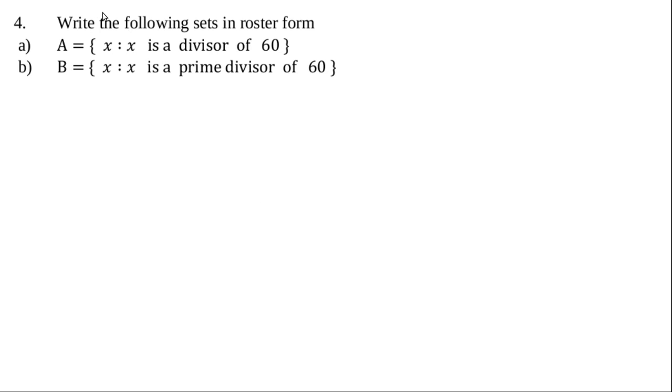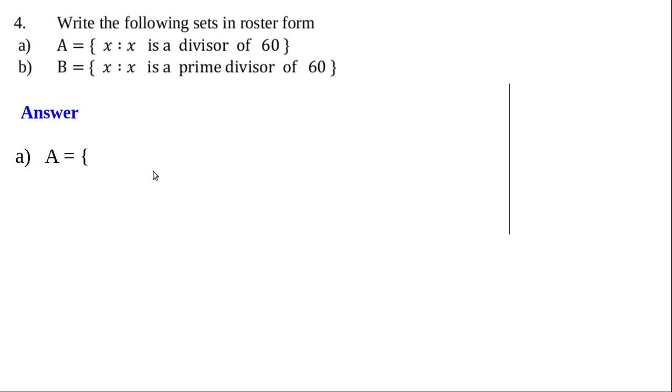Question number 4 is this one. Write the following sets in roster form. First set is S equals the set of all x such that x is a divisor of 60. Which are the divisors of 60? It is very clear: 1, 2, 3, 4, 5, 6, etc.